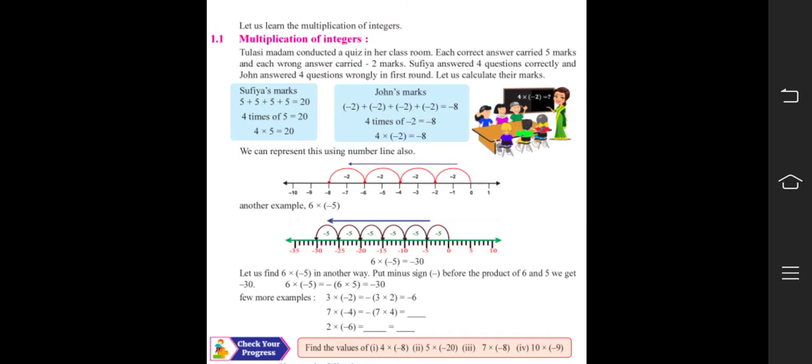Like that, find the values of 4 into minus 8, 5 into minus 20, 7 into minus 8, 10 into minus 10. Can you do it like that, children?